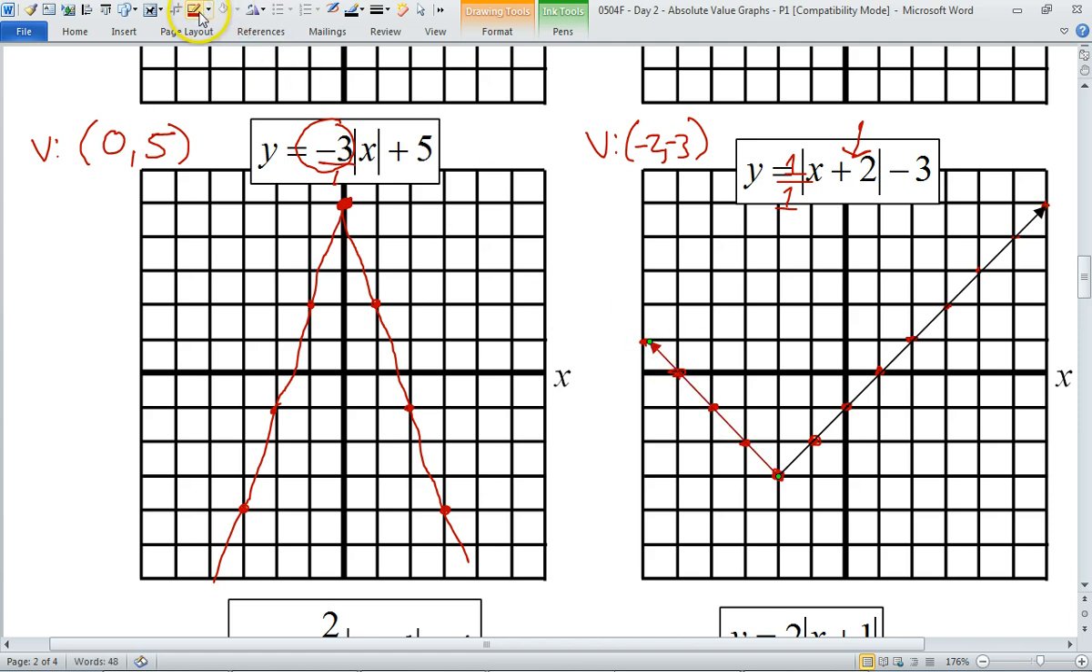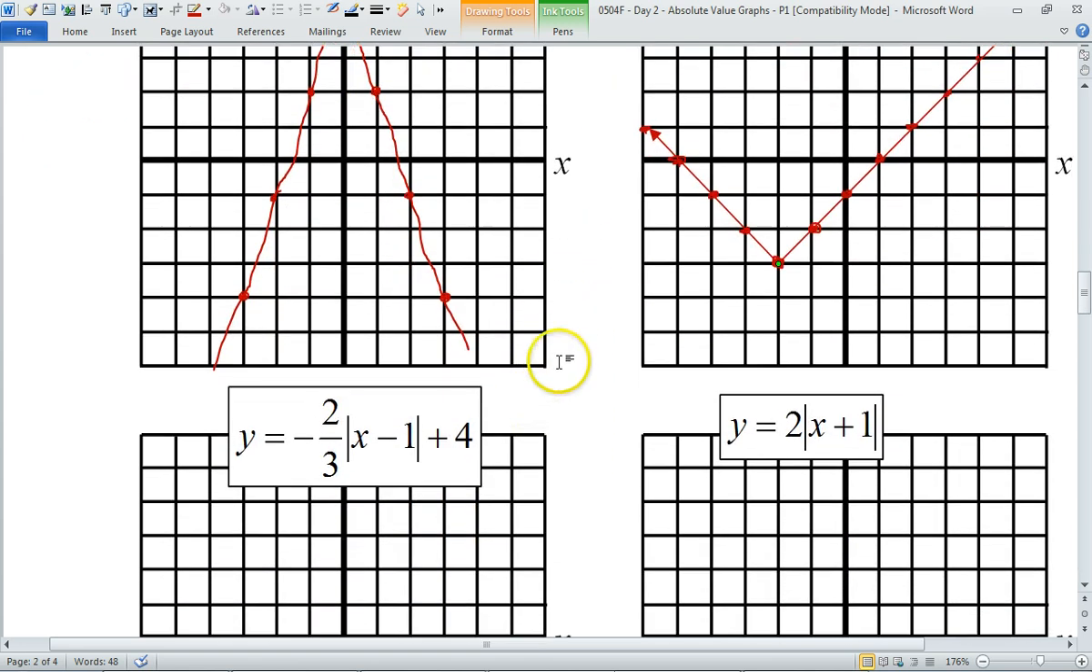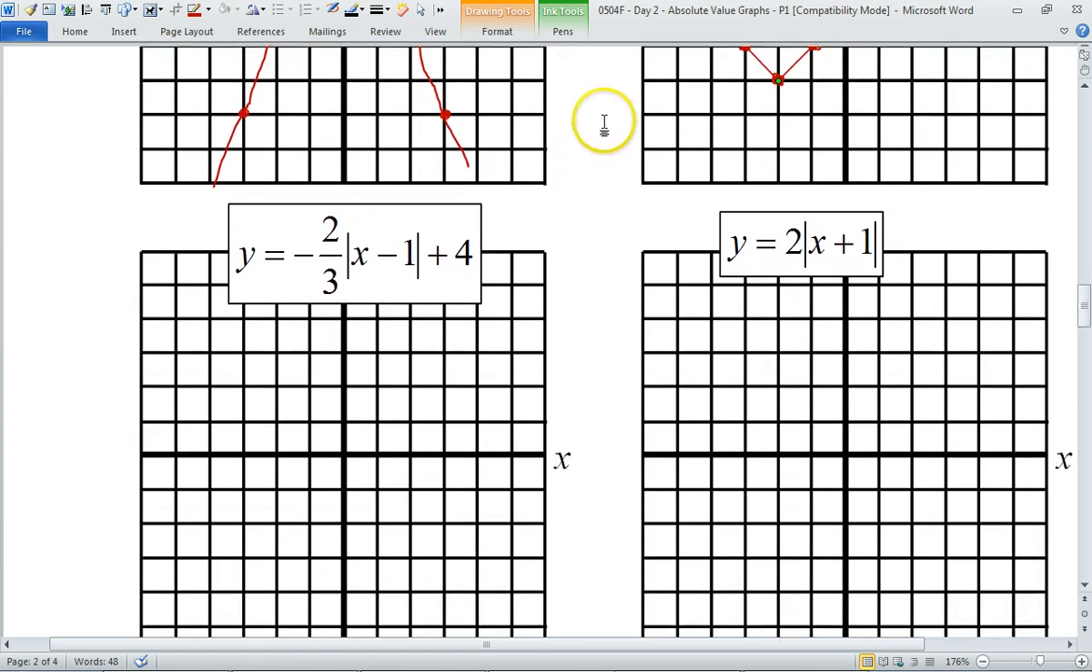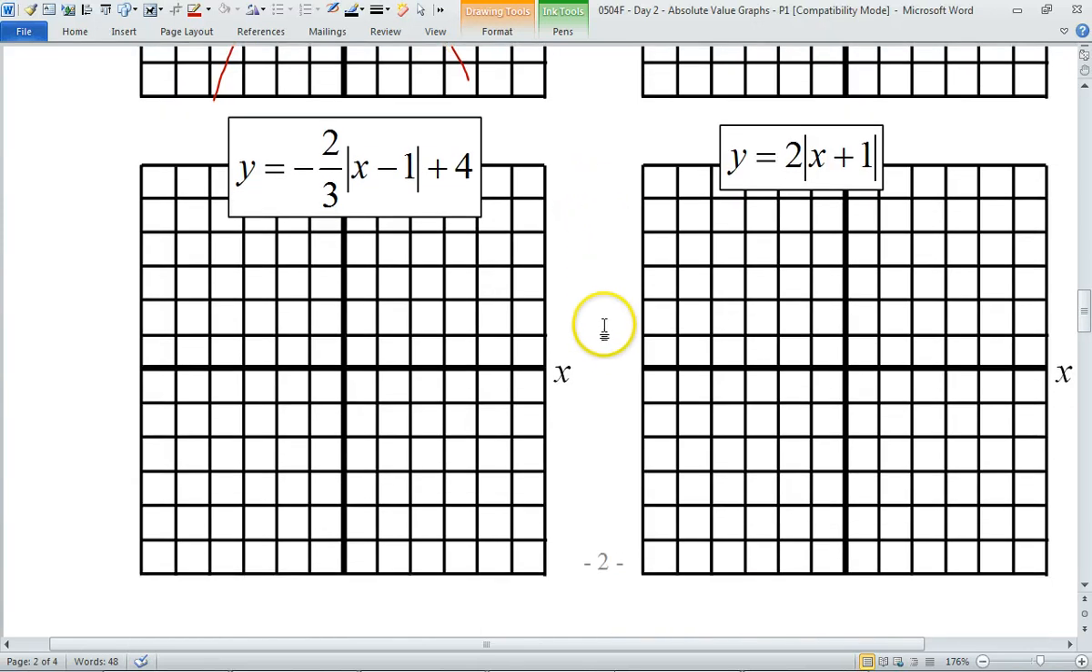Okay. Alright, so that's what that should look like. Try to get ahead of me if you can. Try to graph faster than I can. All of my talking slows me down, so you should be fast.